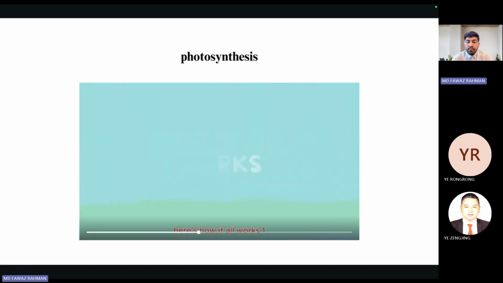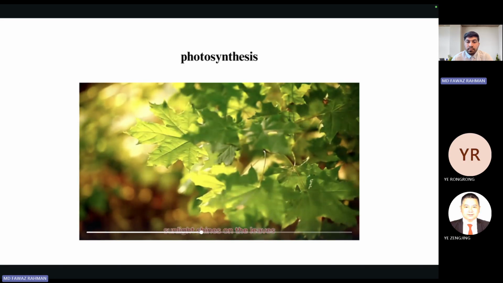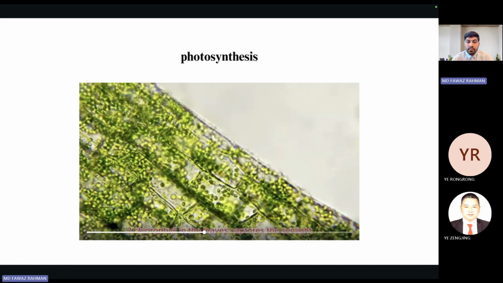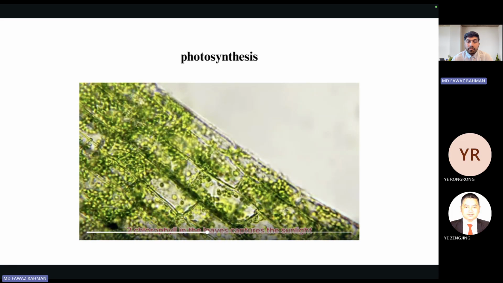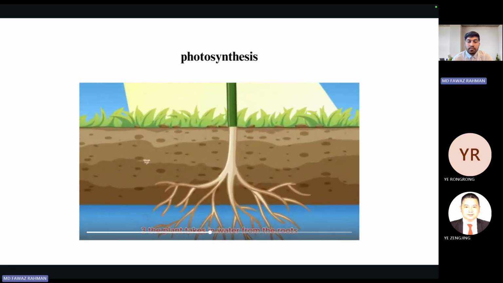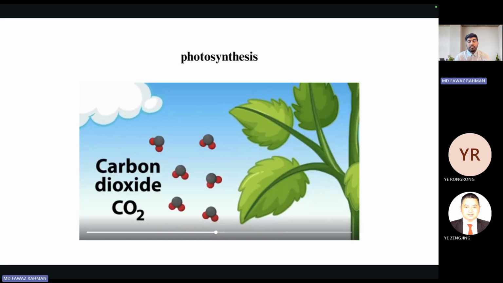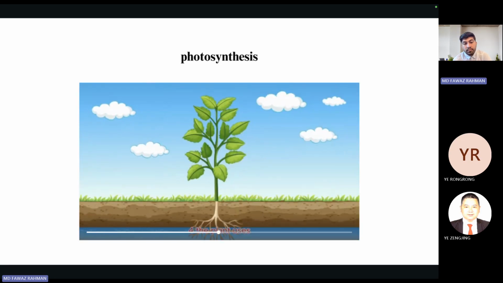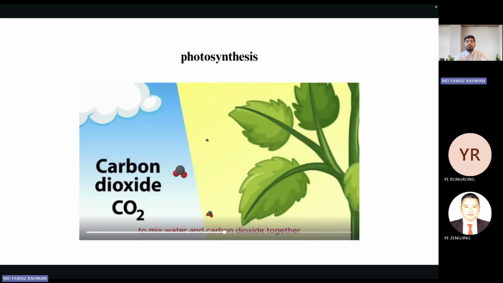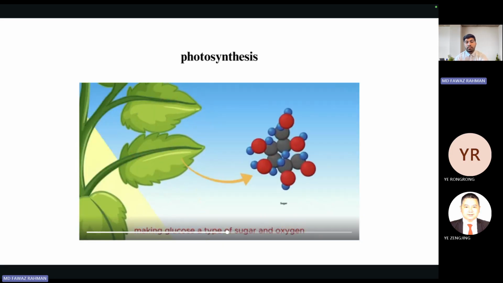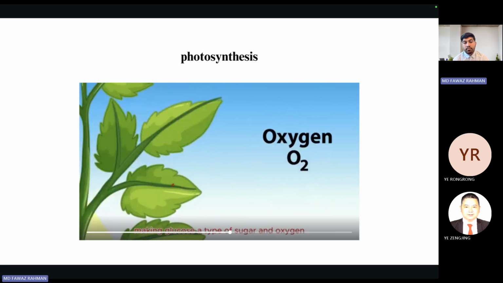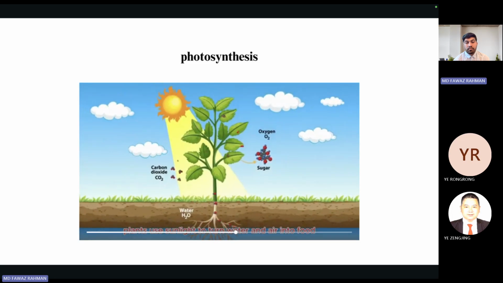Here's how it all works. 1. Sunlight shines on the leaves. 2. Chlorophyll in the leaves captures the sunlight. 3. The plant takes in water from the roots and carbon dioxide from the air. 4. The plant uses the energy from sunlight to mix water and carbon dioxide together, making glucose, a type of sugar, and oxygen. So, in simple terms, plants use sunlight to turn water and air into food and oxygen.